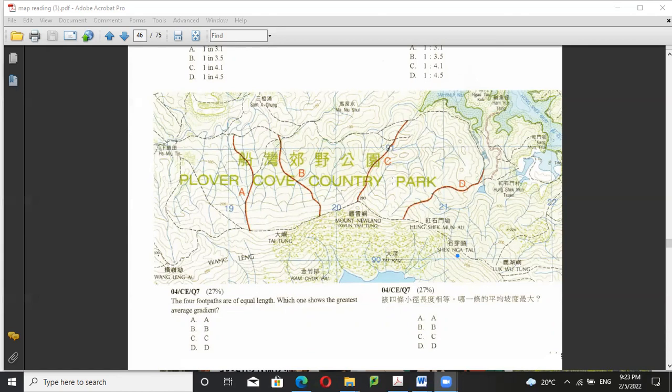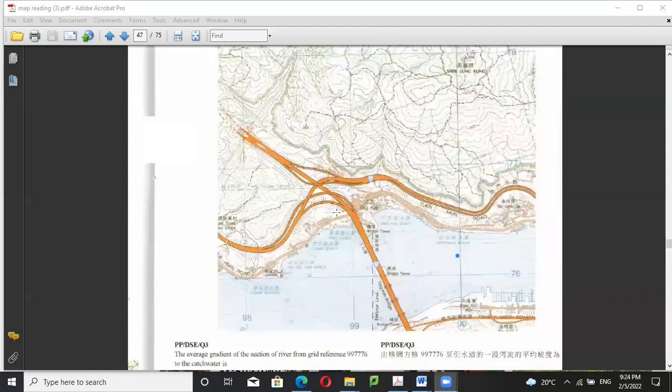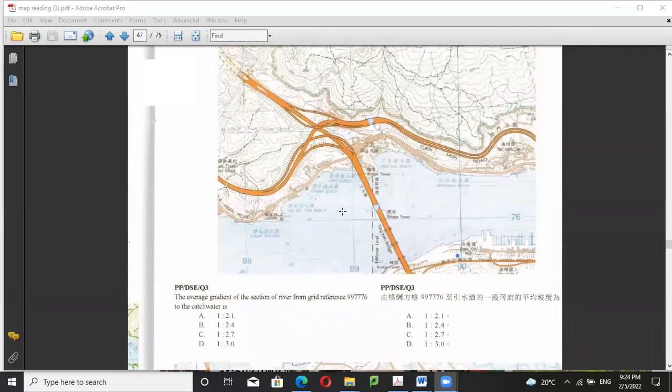The answer should be A. Although you may say this one is very high, indeed the ending point is very low. Meanwhile, this one is still above 100, at least 160. So this one is not the steepest. This one is the steepest. Okay, A.